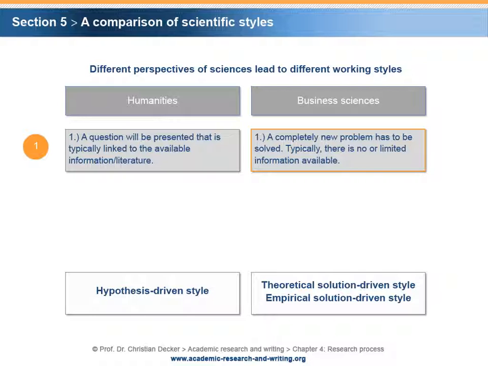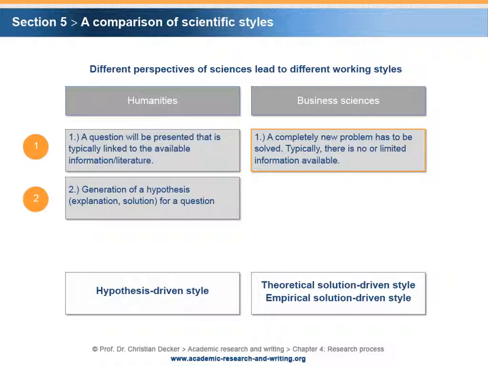In humanities, the next step will be the generation of a hypothesis for the question to be addressed. The researcher will hypothesize a proposed explanation that is based on his or her existing knowledge of the relevant literature as well as initial thoughts with respect to the given problem. Hereby, it is assumed that an academic can rely on a profound base of knowledge within his or her field of studies. In business science, a theoretical and/or empirical analysis of the problem would take place.